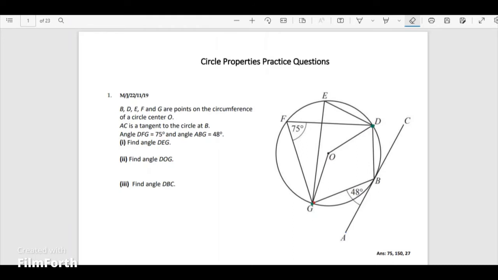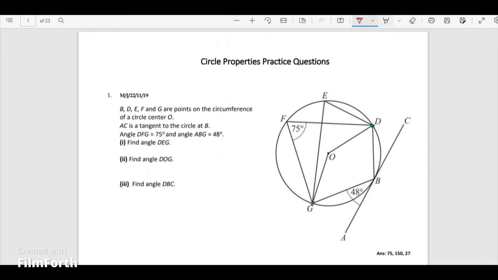It says B, D, E, F, and G are points on the circumference of a circle center O. AC is a tangent, as can be seen in the diagram as well. AC is a tangent to the circle at B, and angle DFG equals 75 degrees, and angle ABG equals 48 degrees. So we have to first of all figure out what angle DEG would be equal to.